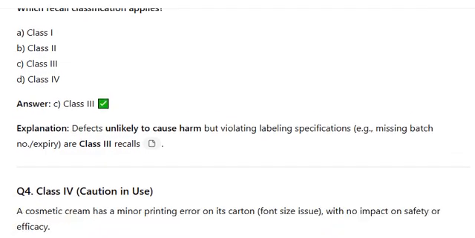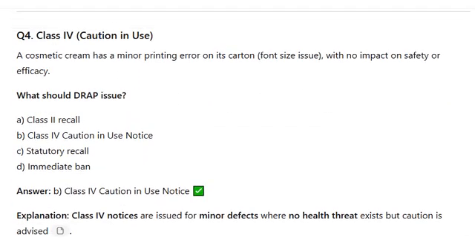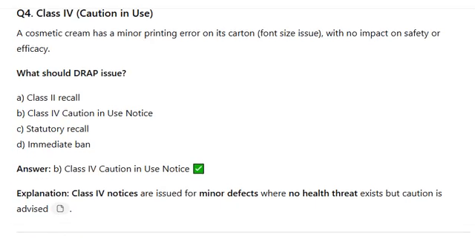Q4. Class 4 caution in use. A cosmetic cream has a minor printing error on its carton, a font size issue, with no impact on safety or efficacy. What should DRAP issue? A. Class 2 recall. B. Class 4 caution in use notice. C. Statutory recall. D. Immediate ban. Answer: B. Class 4 caution in use notice. Explanation: Class 4 notices are issued for minor defects where no health threat exists but caution is advised.